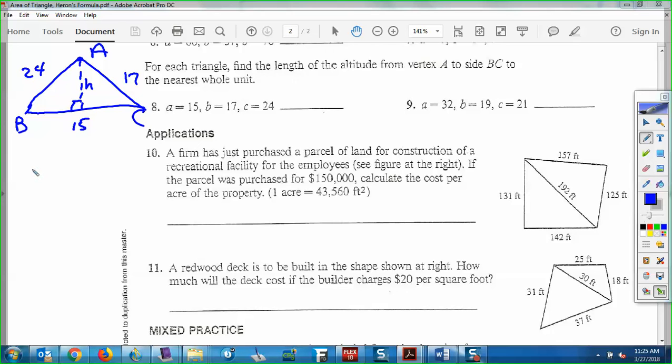So let's say I want angle B. Law of cosines says cosine of B would equal 15 squared plus 24 squared minus 17 squared, isn't that how that works? All over, help me out, I forgot. 2 times.